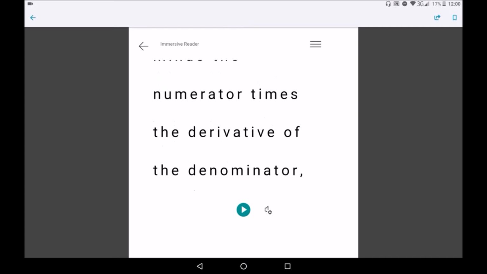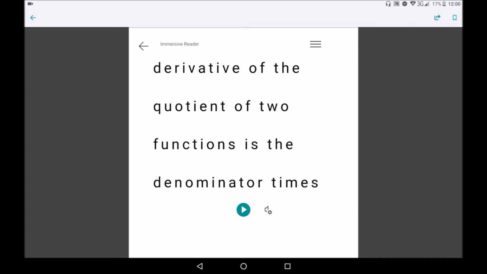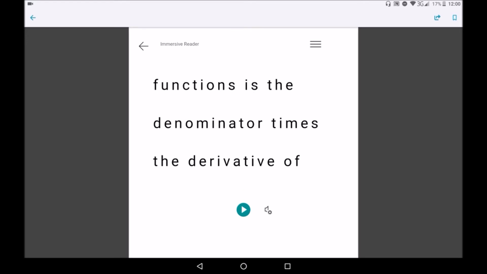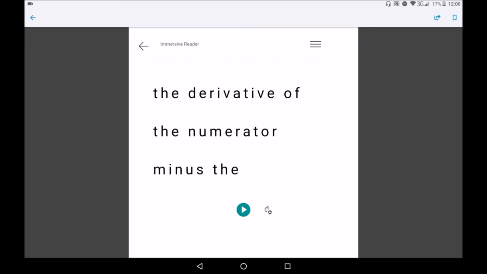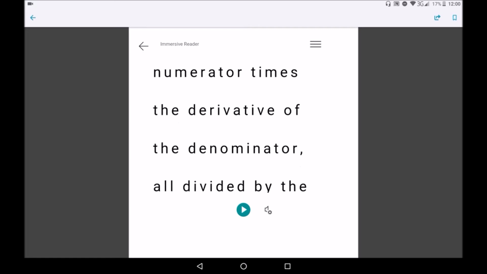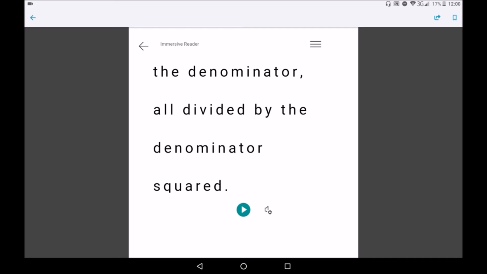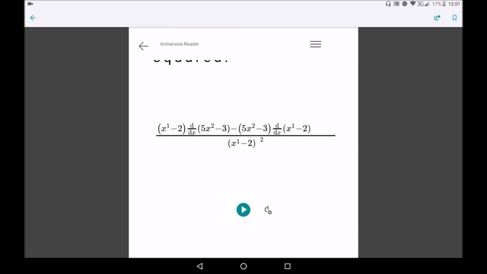So this is where we need to put emphasis. To get the derivative of the quotient for this one, the rule states that it is the denominator times the derivative of the numerator, then minus the numerator times the derivative of the denominator. Then all that is divided by the denominator squared. That's the key thing to note. So if we apply that to our equation here, this is what we get.